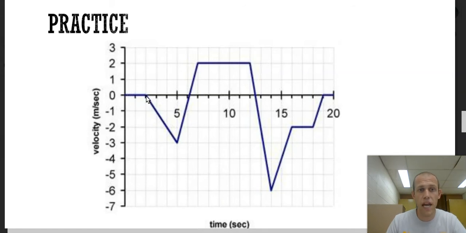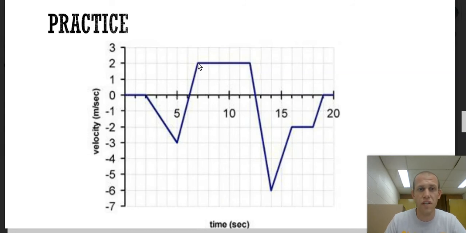Then they began to move backward. So their speed increased in the negative direction. They had a negative velocity. So they moved backwards at an increasing rate to right here. And then they moved forward at an increasing rate right here. This is a steeper line than this, so this acceleration was more than this acceleration's magnitude.